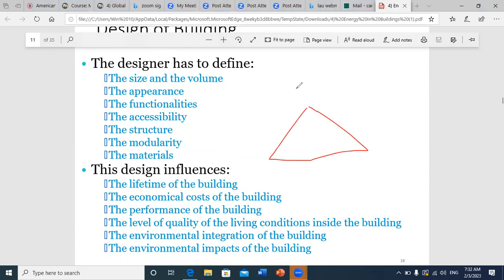So we already discussed the economical aspect, the social aspect, and the environmental one. So all of these aspects should be considered whenever we do any design. And here we can see that the main parameters in the design are related to these three aspects: economical, social, and environmental.